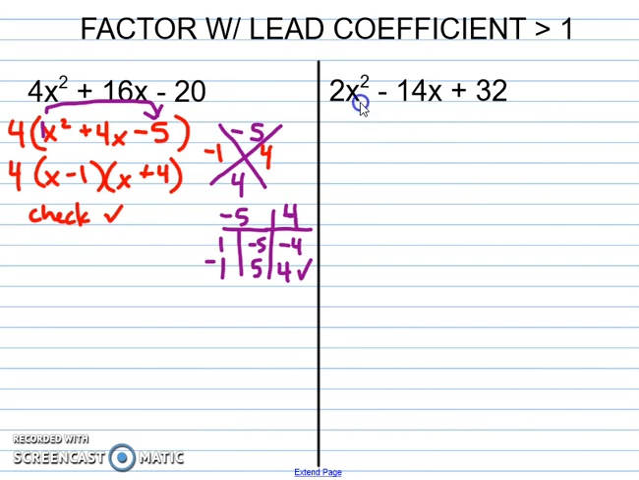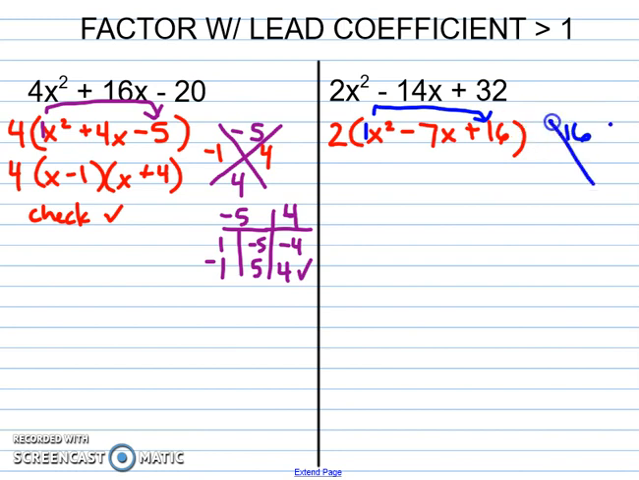Okay, last one. 2x squared minus 14x plus 32. Always look at your smallest one and see, does it go into the other ones? 2 goes in there. Okay, so 2 times x squared gives me 2x squared, 2 times negative 7x gives me negative 14x, and then plus 2 goes into 32 16 times. All right, so 1, find the common factor. 2, slide and multiply. All right, 1 times 16 gives me 16.